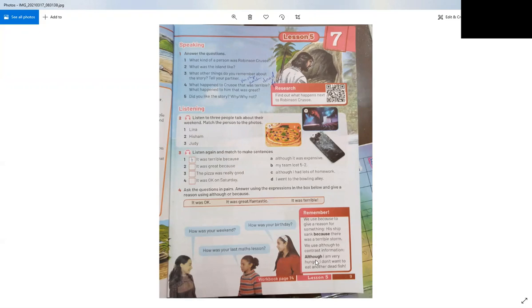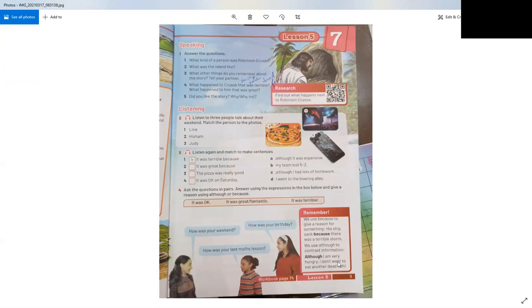We have the words because and although. We use because when we want to give a reason. For example, my friend went to the doctor because she was sick. So we use because to give a reason. And we use although to present contrasting ideas. We use although to contrast information.